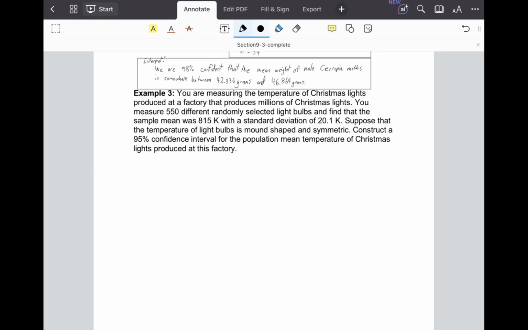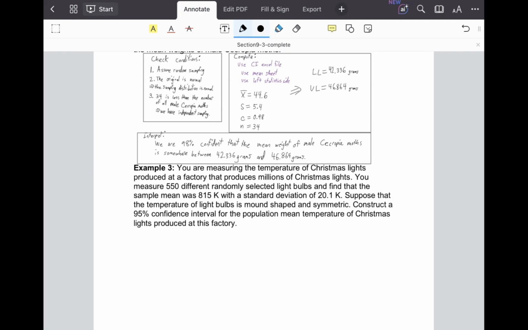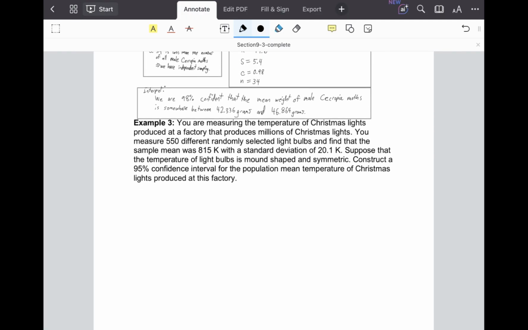Okay, so let's move on to example 3. It says you are measuring the temperatures of Christmas lights produced at a factory that produces millions of lights. You measure 550 randomly selected light bulbs and find that the sample mean was 815, the standard deviation 20.1, and suppose that the temperature of the light bulbs is mound-shaped and symmetric. Construct a 95% confidence interval for the population mean temperature of those Christmas lights produced at this factory.